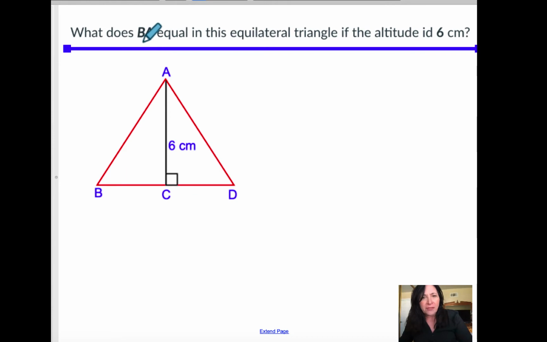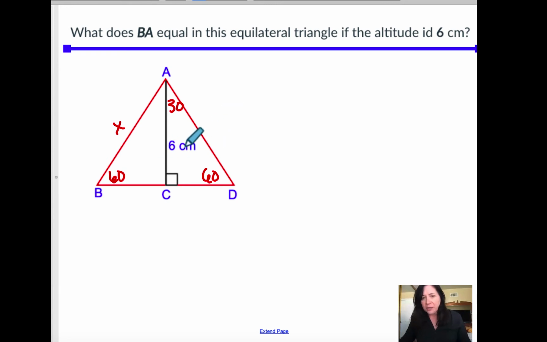For this problem, it says, what is BA? So BA is here, in this equilateral triangle if the altitude is 6. Now, what you need to remember is equilateral triangles all have angles of 60 degrees. So we have 60 at the base, and then we also have 30 degrees up here, okay? So a couple of things. We just want this opposite side.